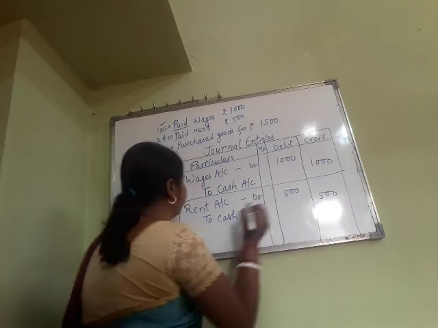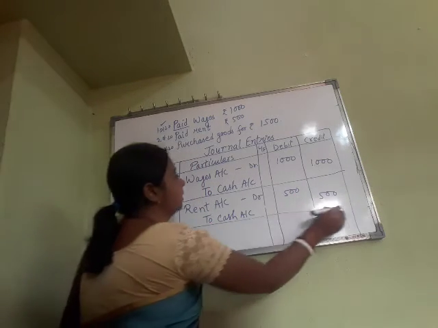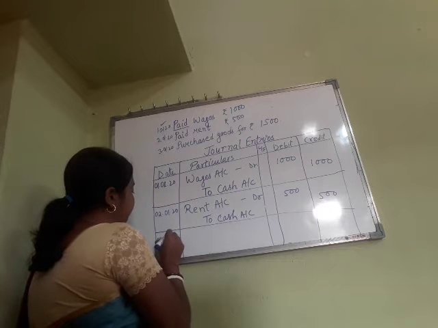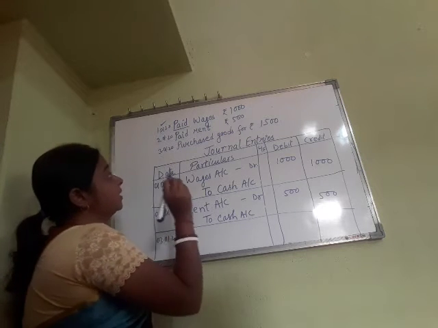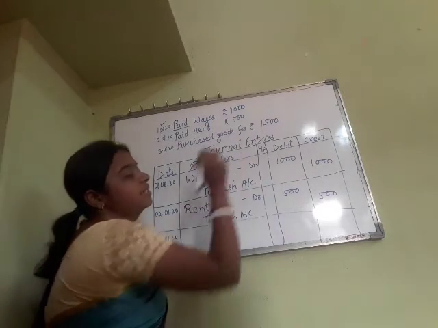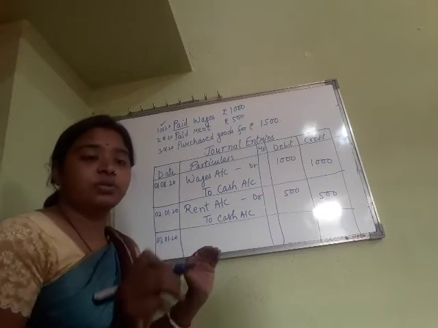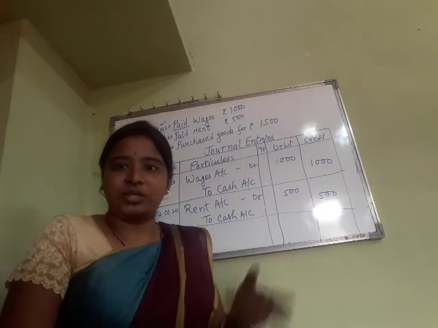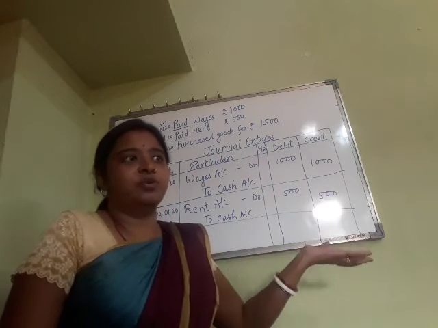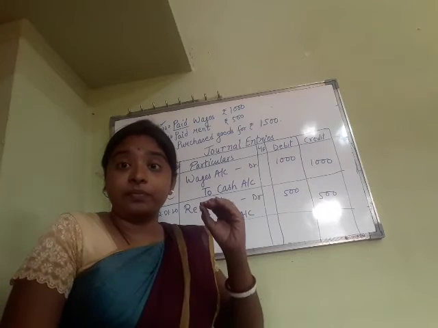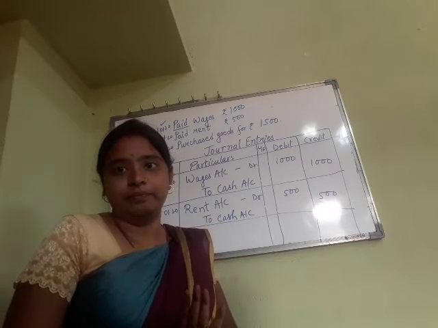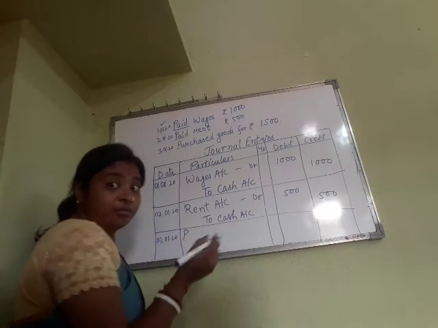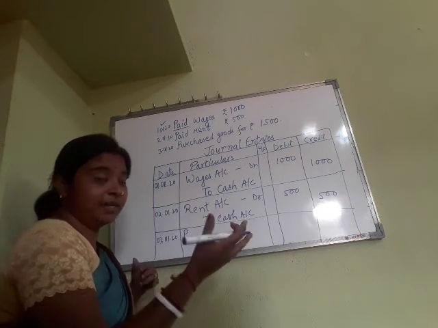Coming to the other question, the third one, the last one, on 3rd Jan. The question is purchased goods for rupees 1500. Now here goods can be anything. It can be a chair, a table, books, anything. The product is not mentioned here, so we will write purchase as debit. It is also an expense. We are buying anything, which means we are spending money.